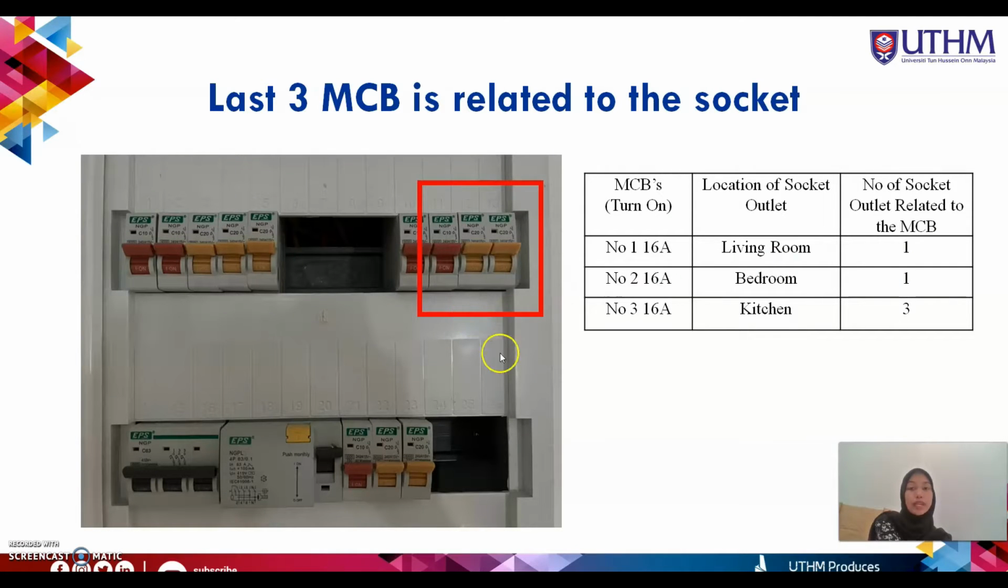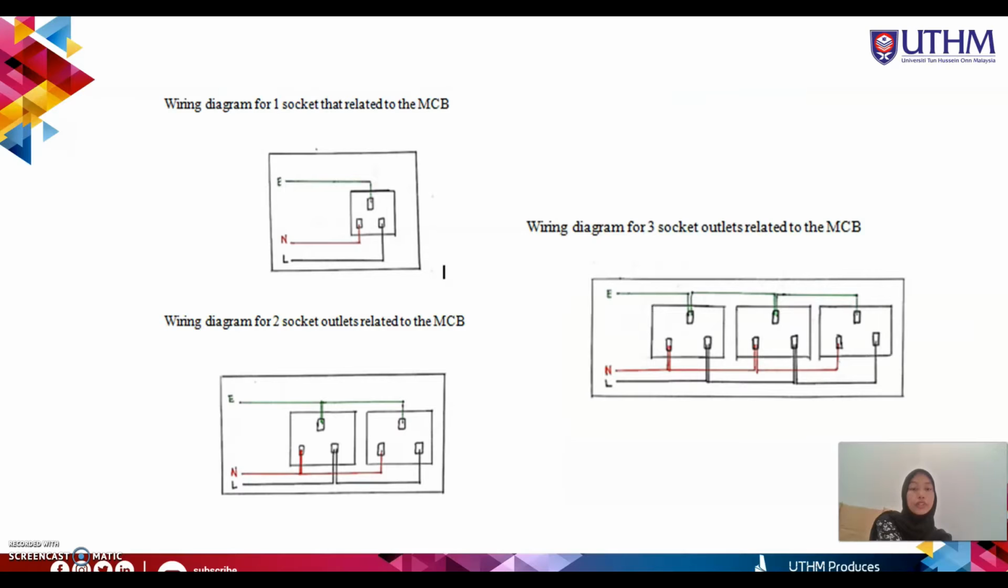So this is my MCB in my house. The last 3 MCBs are related to the sockets in the living room, bedroom and kitchen. When the MCB is turned on, the sockets in the living room, bedroom and kitchen will turn on. In the living room, the socket outlet has one. In the bedroom also one. In the kitchen, the number of sockets related to the MCB is 3.